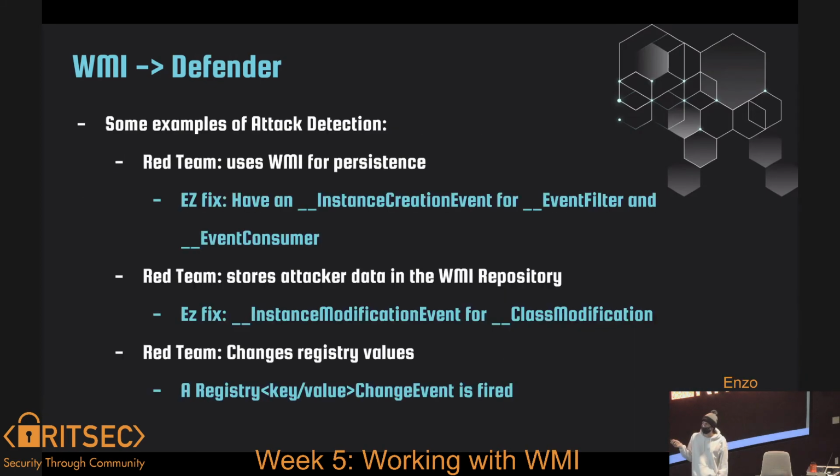I'm going to go into some attack detection. Say the red team is using WMI for persistence: you'd see an instance creation event. If you have an event filter and event consumer, those must be in every single WMI eventing persistence, so just have an event on there and you can watch for that. Say a red team stores attacker data in the WMI repository. I've seen this with a C2 where all the information is stored in and pulled from the CIM repository, so have a modification event for class modification.